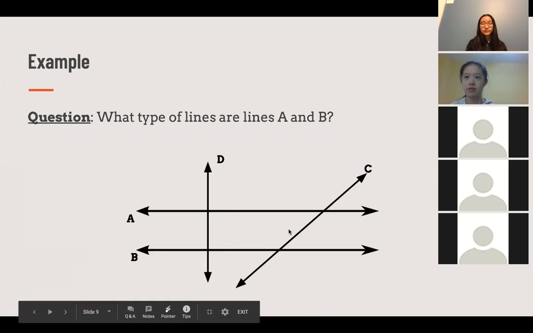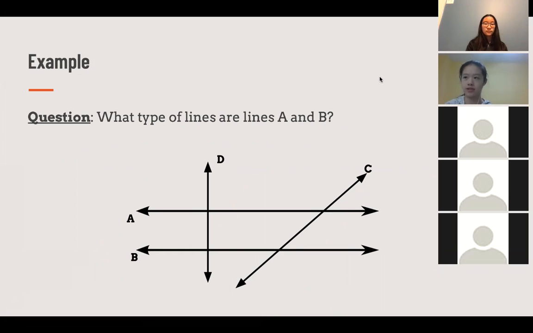Okay, so here's an example for you to identify. What type of lines are lines A and B? You can type your answer in the chat.